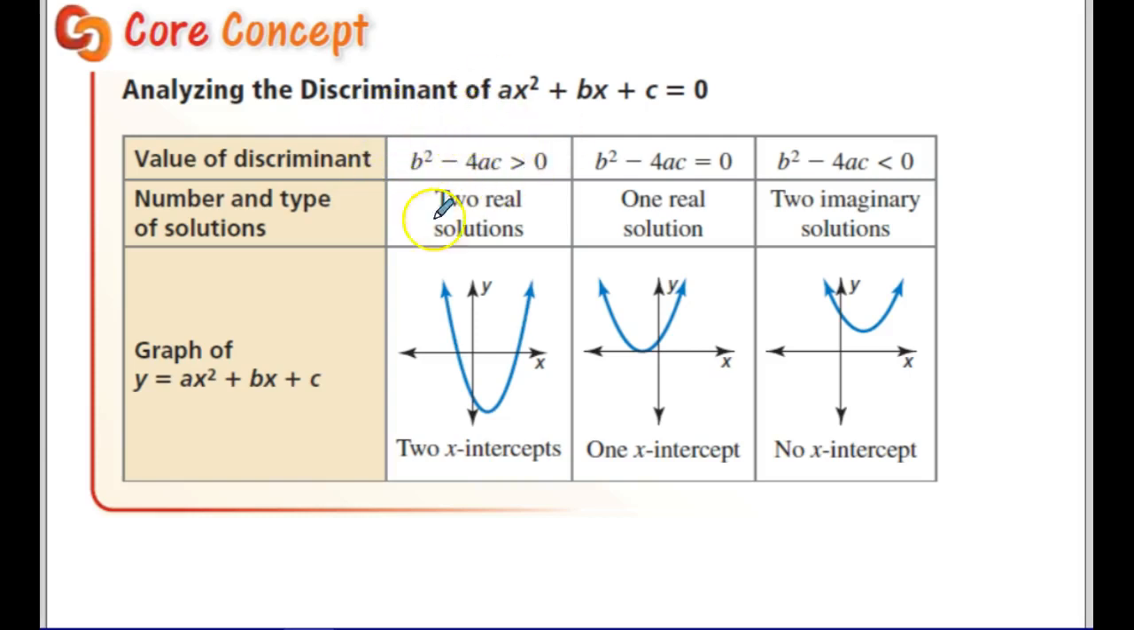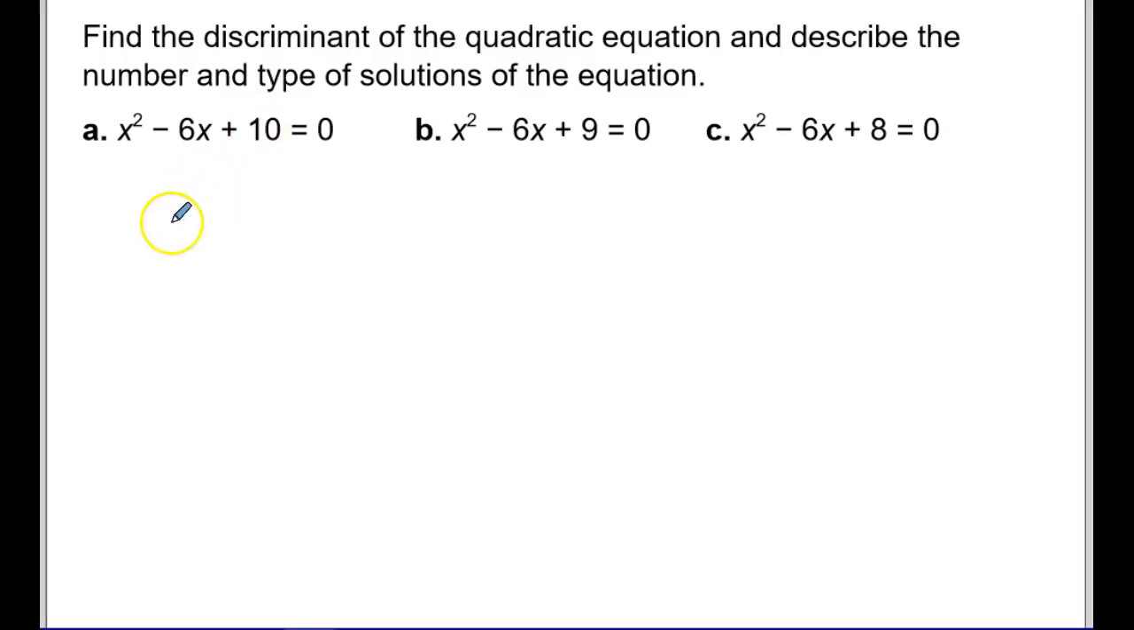So if I find the value of my discriminant, if my discriminant is greater than 0, that means I have my 2 real solutions. That's where it crosses twice. If my discriminant equals 0, I have 1 solution. And if my discriminant is less than 0, right, that's where I end up with some imaginary solutions. So I never actually touched the x-axis. So let's look at the discriminant here.